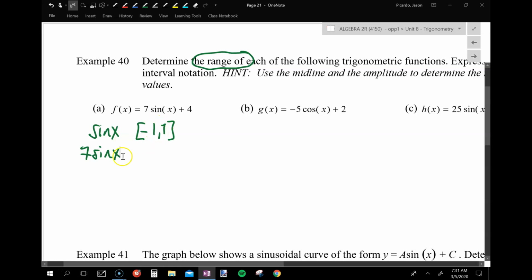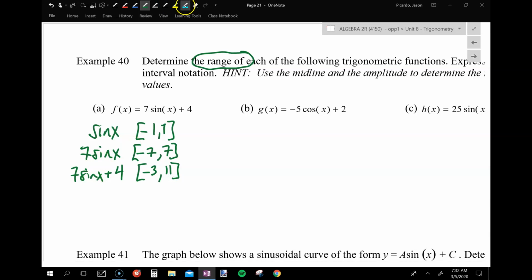So if I vertically stretch it by a factor of 7, what becomes the lowest point? -7. What becomes the highest point? 7. And then what am I going to do? Then I'm going to take that curve and I'm going to shift it up 4, right? Which means the low point's going to go up 4 and the high point's going to go up 4, correct? So what's -7 plus 4? -3. And what's 7 plus 4? 11. Okay? And so this would be our range.